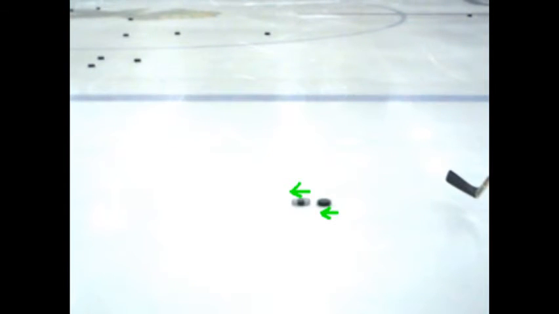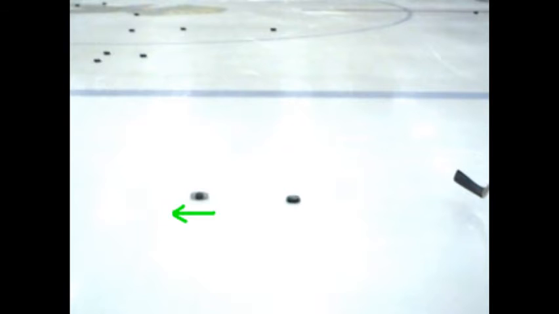As one puck hits another, the momentum will be transferred to the puck at rest. The first puck loses most of its velocity as it is transferred to the second puck. The initial velocity of the second puck is equal to the velocity of the first puck before they collide.